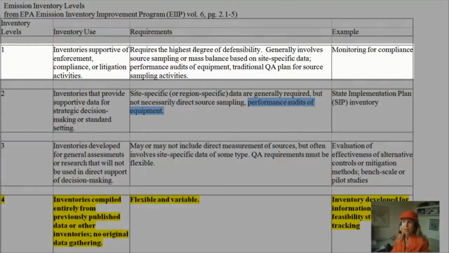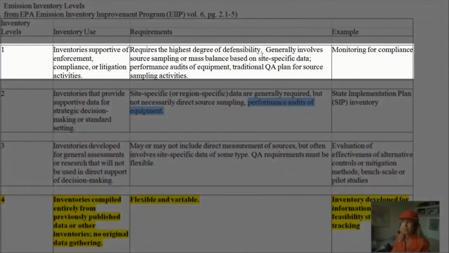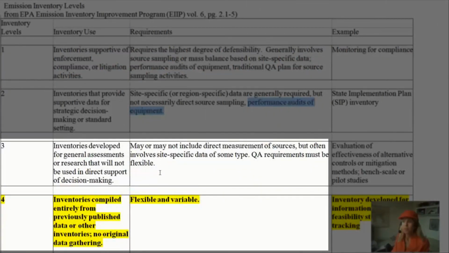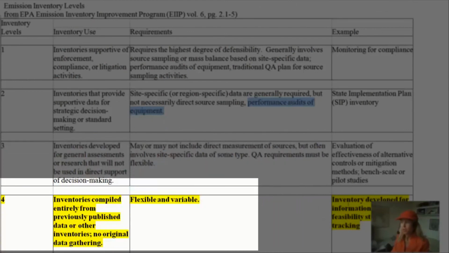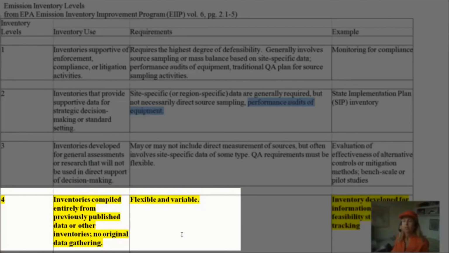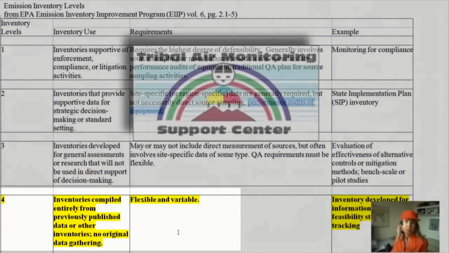So a level 1 requires the highest degree of defensibility and generally involves going to the facility and saying, I want to make my own measurements of what's coming out of your facility. And the use would be monitoring for compliance. Are they really reporting correctly what their emissions are? So again, most people stop with a level 3 or at most a level 2. But we're going to be starting with a level 4 and looking at what data already exists for your area.